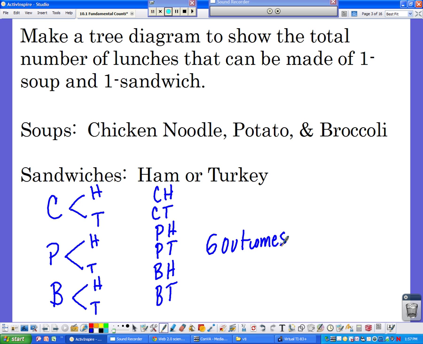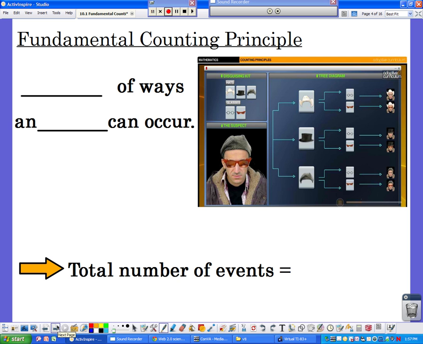Okay? And an easier way that we might be able to find to do that, besides, now this was a pretty easy one, listing out all the possible outcomes, but you're going to find out really quick that listing out all the possible outcomes isn't always the most economical, the most efficient way to do that. So that's where we look at the fundamental counting principle.